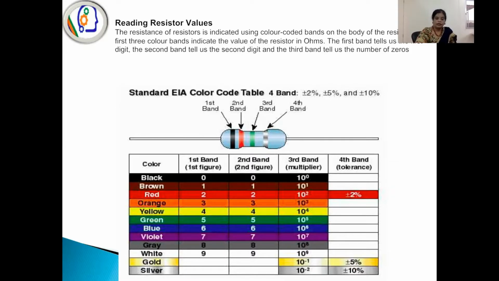Some colors like gold, silver, and red all have accuracy values.